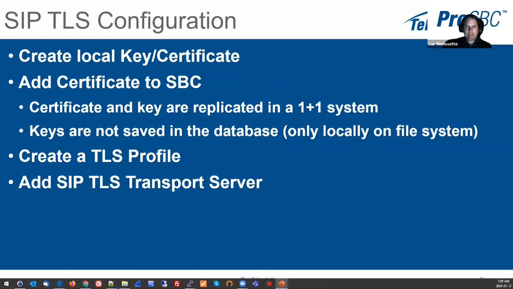Then you need to create a TLS profile that will use those certificates that you have put in the system. And then you need to add a SIP transport server of type TLS. I showed you already how to create a local interface on the system, and so you can add a TLS transport server to this list of local IP interfaces.